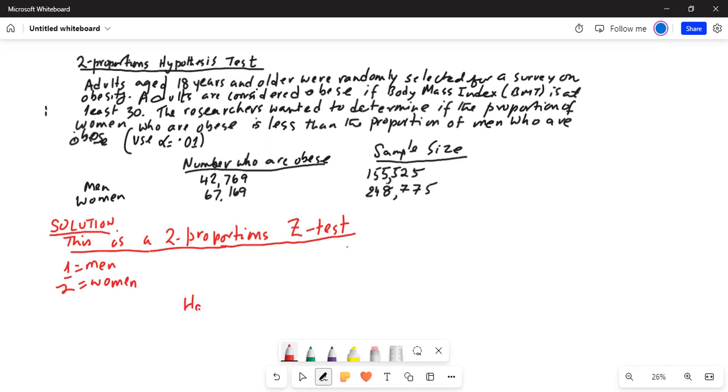Our alternate hypothesis is mu 1 greater than mu 2, because 1 is men, or I'm wrong. I have to erase this. This is a proportion problem, cannot be mu, right? So, mistaken. The alternate hypothesis, this is H sub A, is P1 greater than P2, okay? P1 is the proportion of obese men, and P2 is the proportion of obese women.